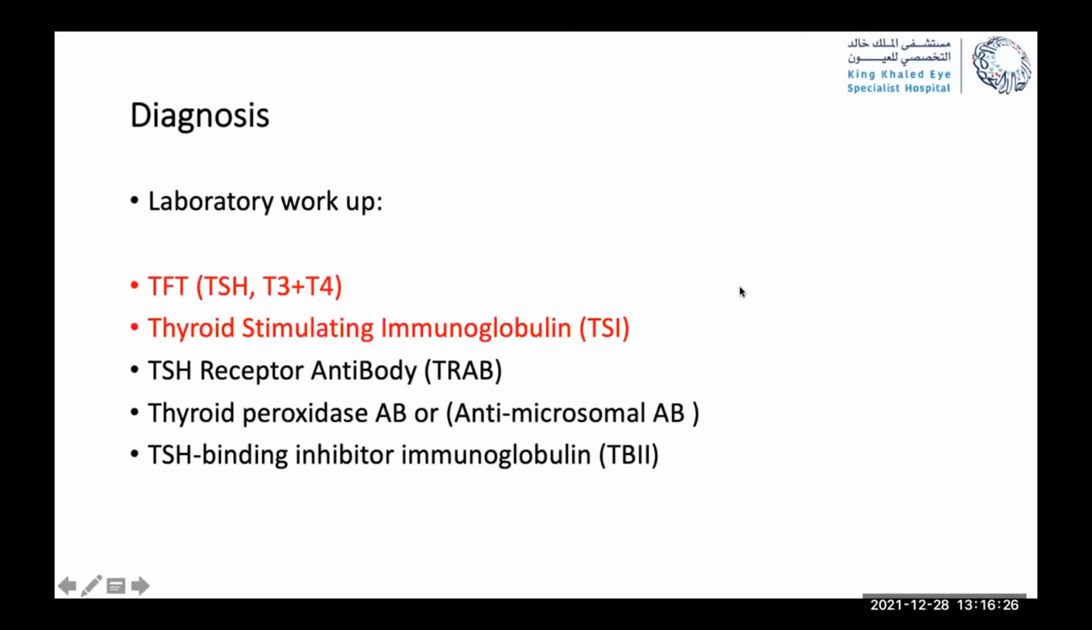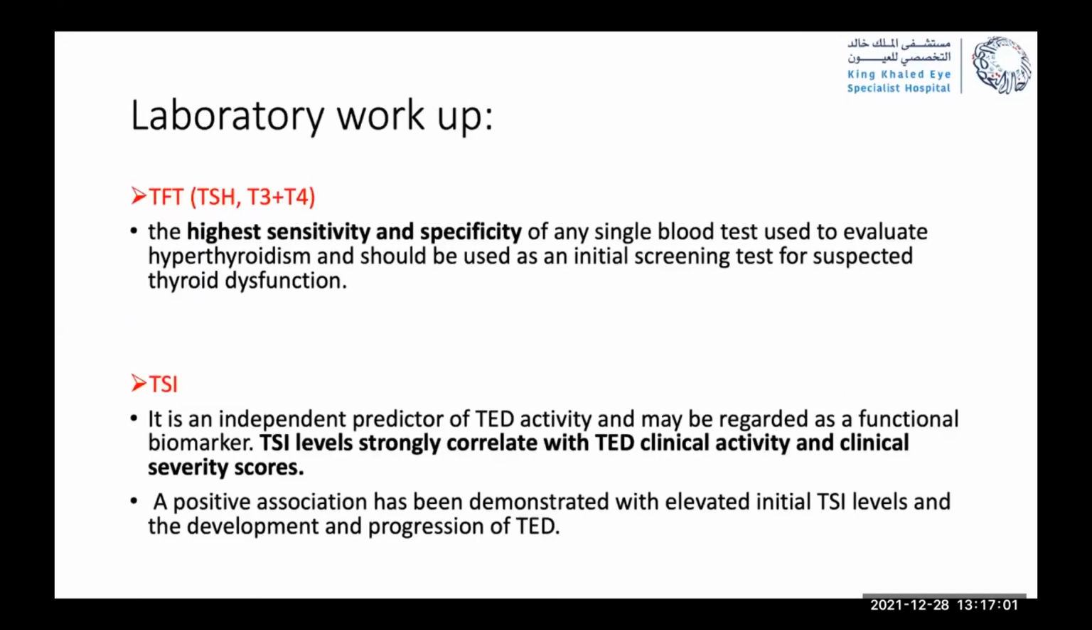Okay, in terms of laboratory workup, there are several lab workups that can be done in thyroid disease generally and in thyroid eye disease, but the first two are the most important ones, and I'm going to explain each one briefly. So the first one is thyroid function test, which includes TSH, T3 and T4, thyroid stimulating immunoglobulin, TSH receptor antibody, thyroid peroxidase antibody, and TSH binding inhibitor immunoglobulin. So why is a thyroid function test important? Because it has the highest sensitivity and specificity of any single blood test used to evaluate hyperthyroidism, and should be used as the initial screening test for suspected thyroid dysfunction.